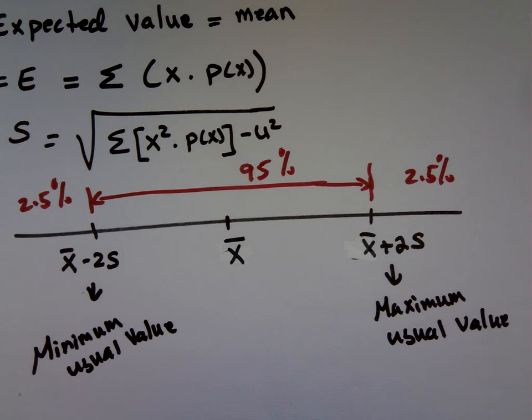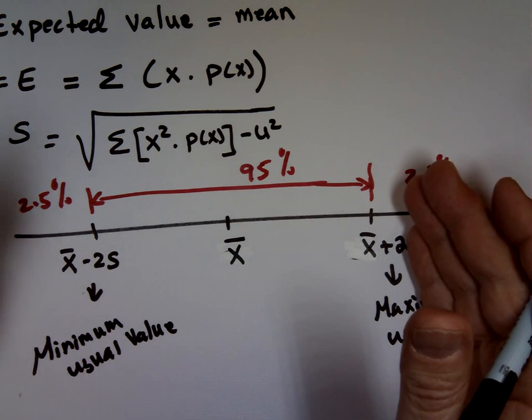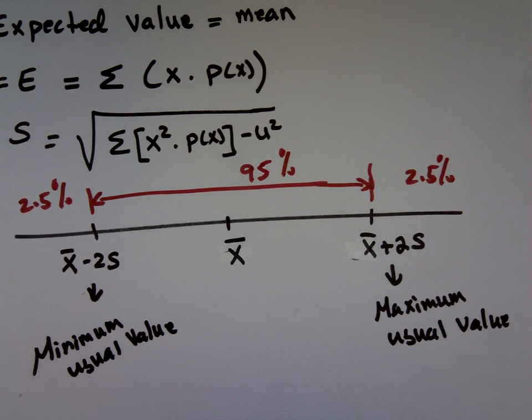So everything is based on these numbers. This is the maximum usual value. That's the minimum usual value. That's why we go for that. Everything has to be within 2 standard deviations. That's the range. That's the rule of thumb that we use.